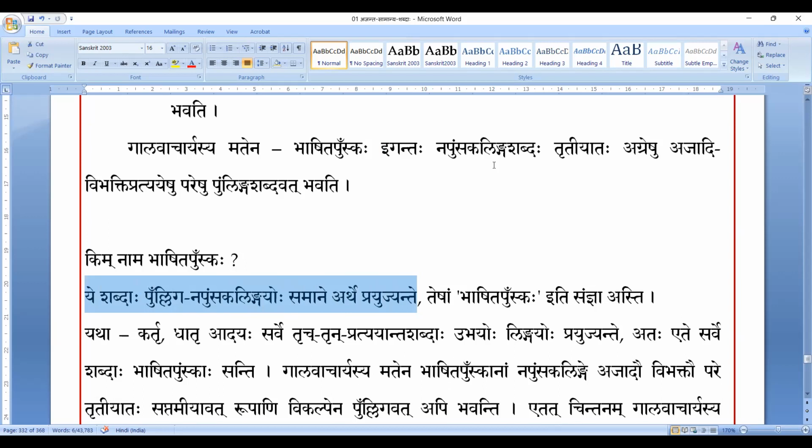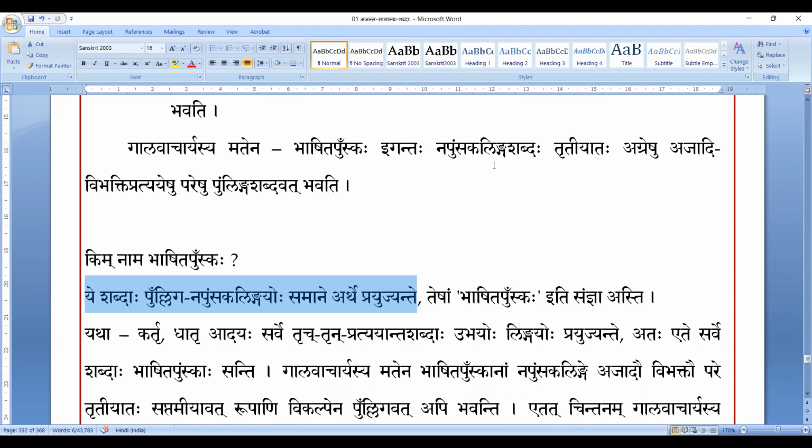the word may be, the Rupa may be common, but the meanings are different in Pullinga. For Napumsakalinga, it may have one meaning, in Pullinga, it has some other meaning. Then we cannot have Bhashita Pumskam. So therefore, Ye Shabdaha Pullinga Napumsakalinga Yogo Samane Arte Prayujyante. That is important. Tesham Bhashita Pumskaha iti Sanya Asti. So when Bhashita Pumskaha is there, Napumsakalinga word will be replaced by Pullinga word.